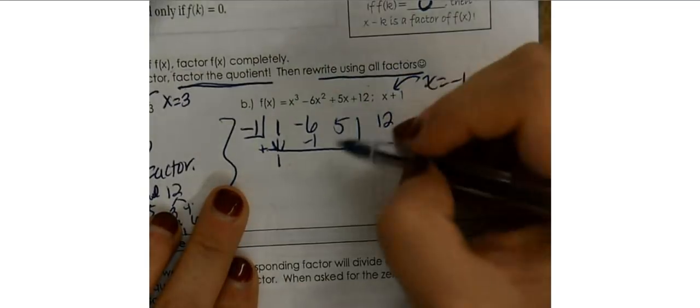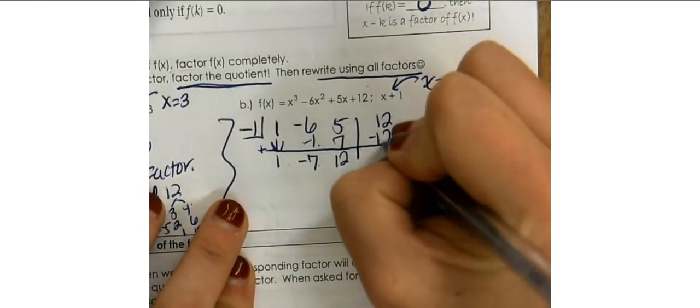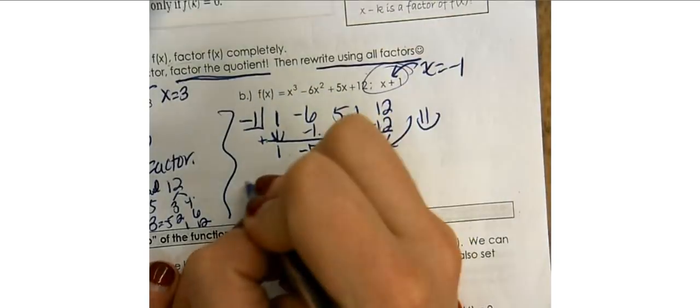Bringing down the 1, I have negative 1 times 1, which is negative 1, and I'm going to add going straight down. Negative 6 minus 1 is negative 7. Negative 1 times negative 7 is positive 7, and 5 plus 7 is 12. Negative 1 times 12 is negative 12, and 12 minus 12 is 0, which is awesome. That's what we want. We want it to be factorable. So I'm going to use that x plus 1. That's my first parenthesis, and my second parenthesis is going to be x squared minus 7x plus 12. And now I'm going to try to factor the x squared minus 7x plus 12 even further.